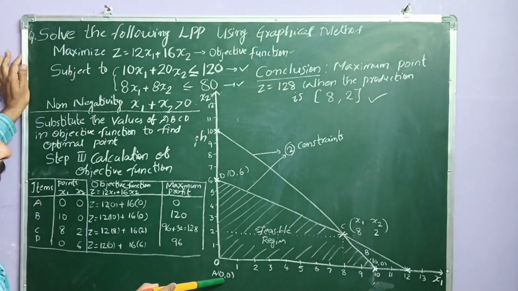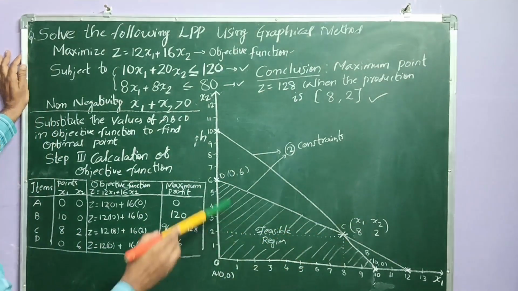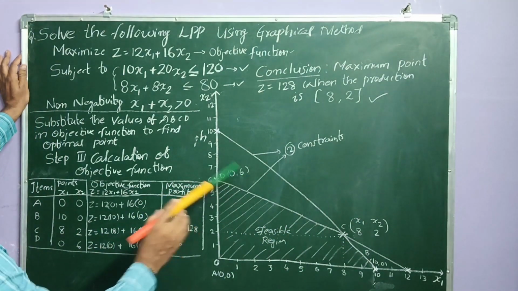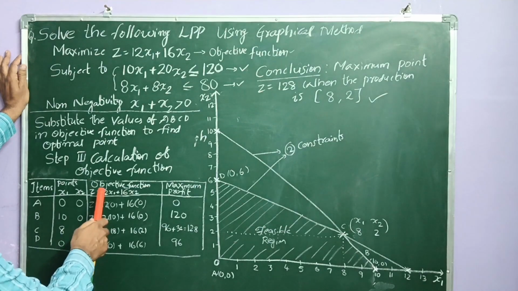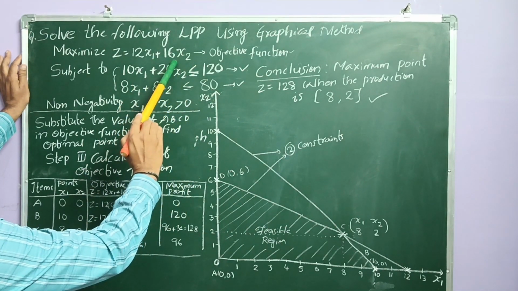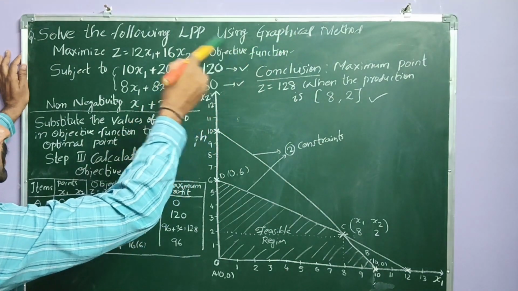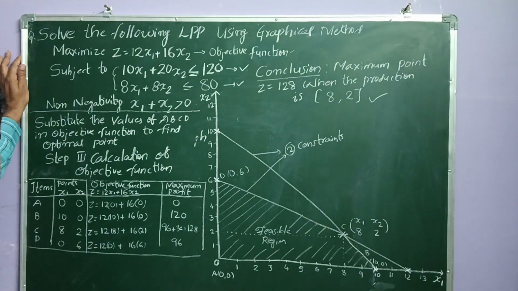See, in item A, x1 is 0 and x2 is 0. So we write 0, 0. Then here 10, comma 0. Then 8, comma 2. Then 0, comma 6 here. Okay. Then the objective function is z equals 12x1 plus 16x2. This is the objective function. So these point values we have to place in this objective function. Then we are going to find out at which point we will get the maximum profit.